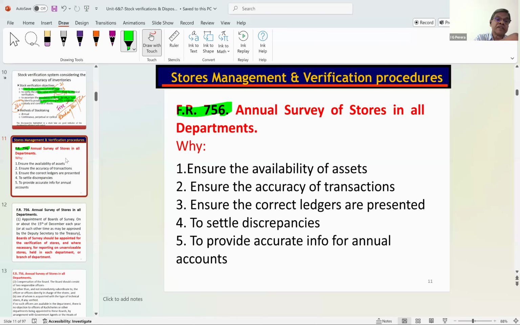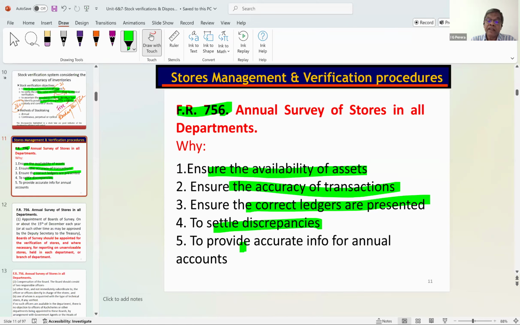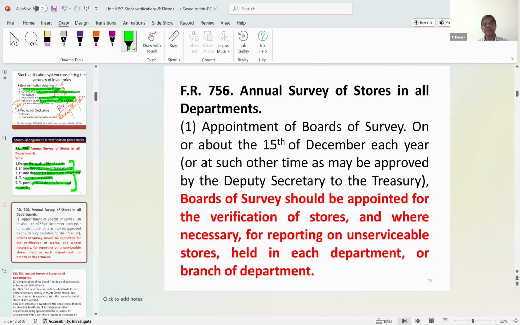The financial regulation says: ensure the availability of assets, ensure the accuracy of transactions, ensure the correct ledgers are presented, settle discrepancies and provide accurate information for annual accounts. This is why the annual survey, the annual stock verification, is done. In all government departments, this is a requirement. So again, in 756, how it is done is explained.